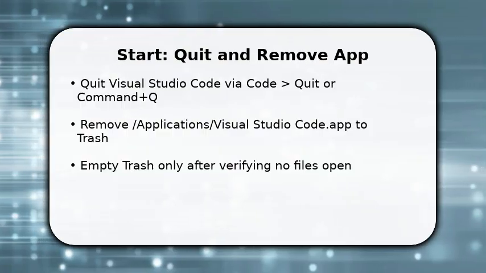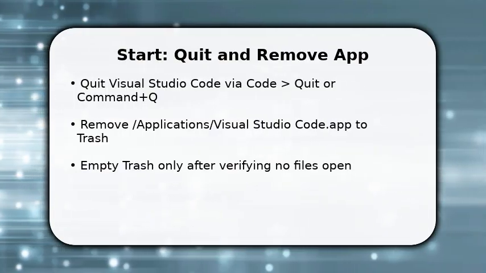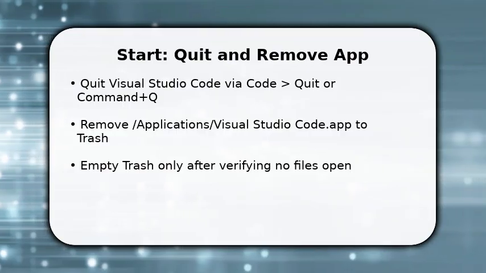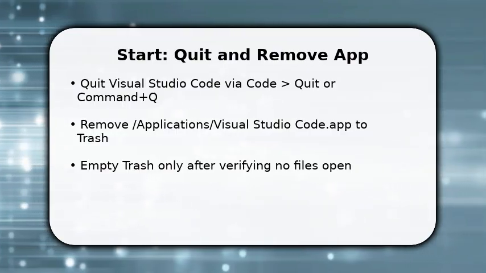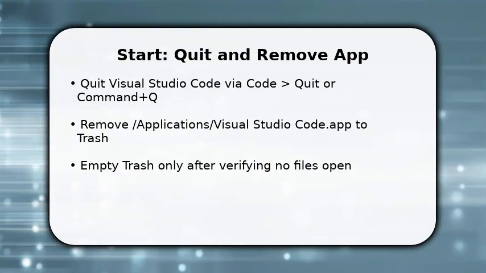You begin by quitting Visual Studio Code so nothing locks files. Use code quit or Command+Q. Next, open Finder and drag /Applications/Visual Studio Code.app to the trash. This removes the core app bundle.